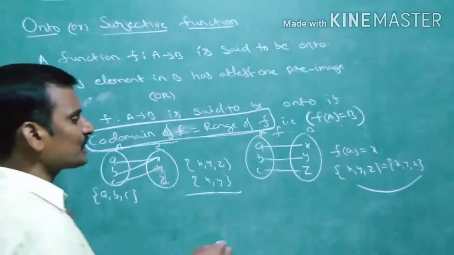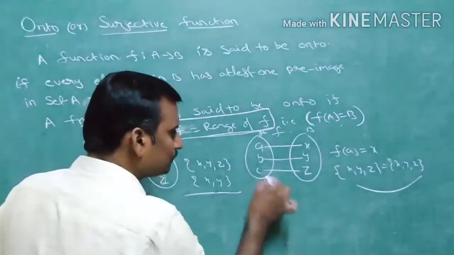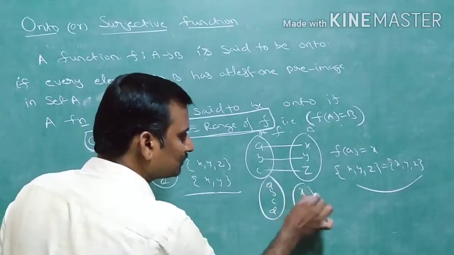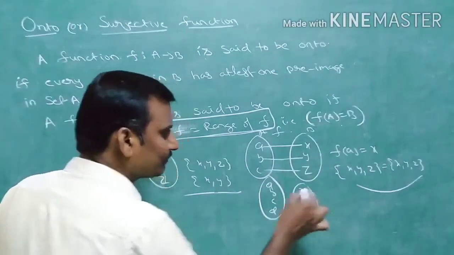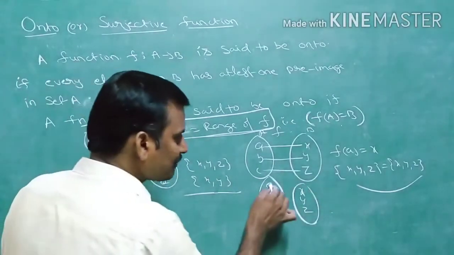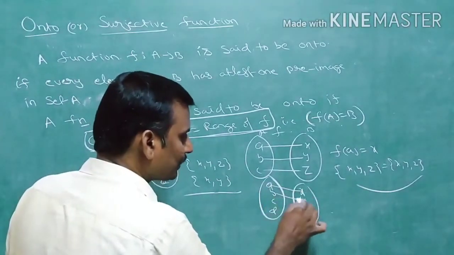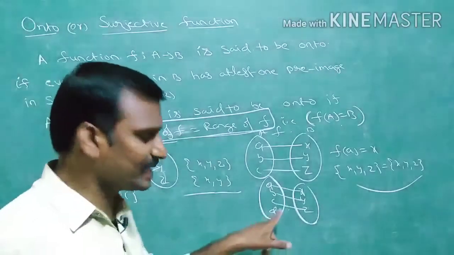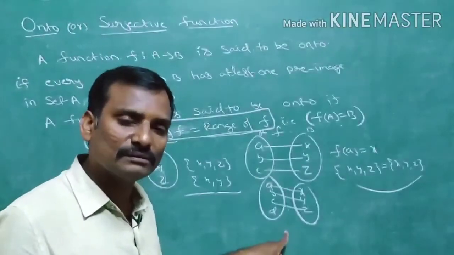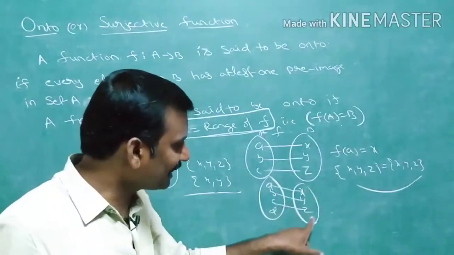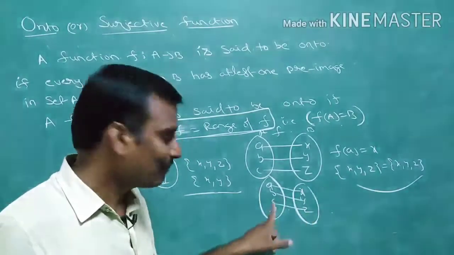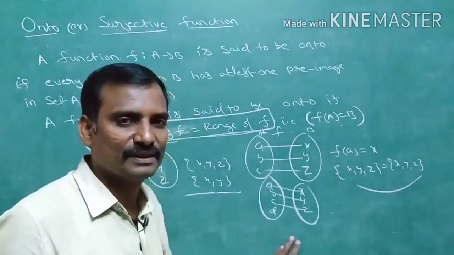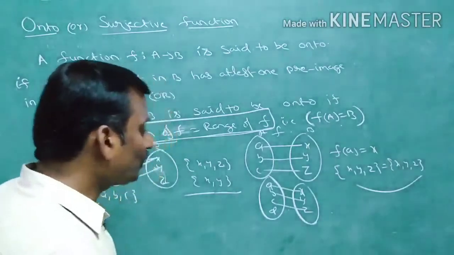For the onto function definition, just observe A, B, C, D and X, Y, Z. A is mapped to X, B is mapped to Y, C is mapped to Z. Is it onto or not? Here every element has a preimage, but D has no image in set B. First of all, it is not a function.